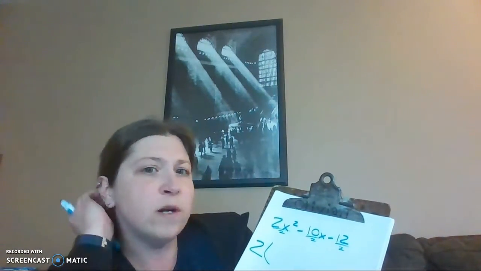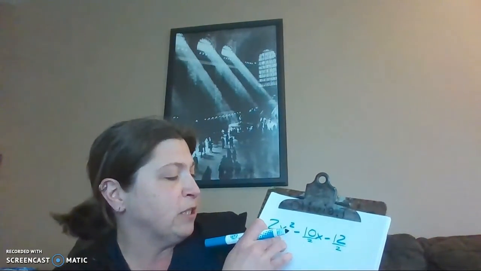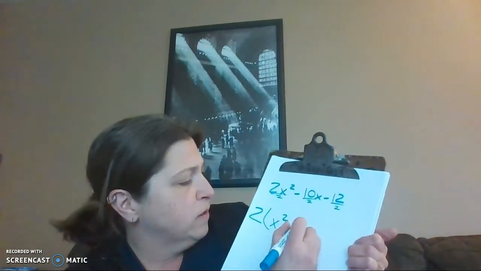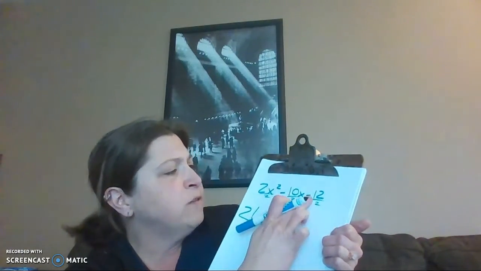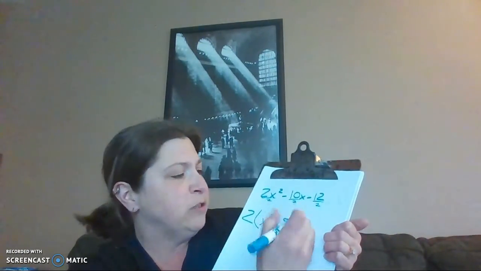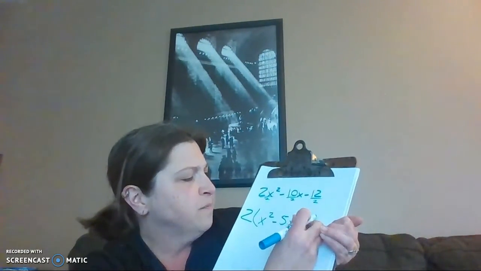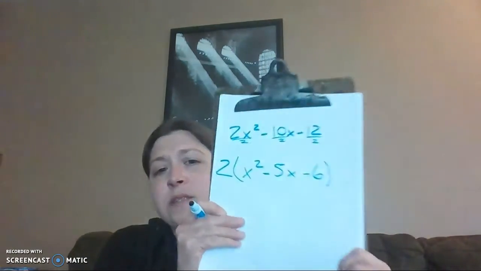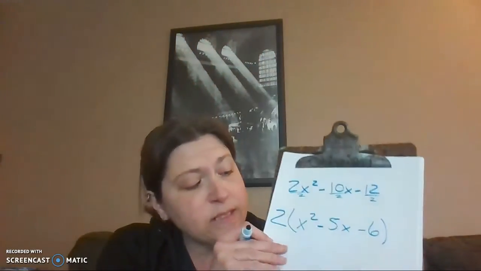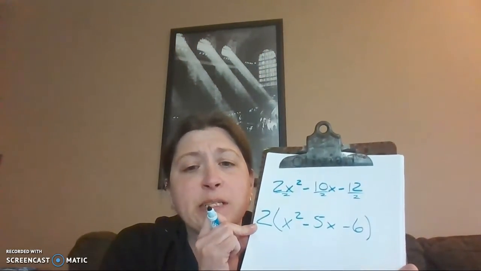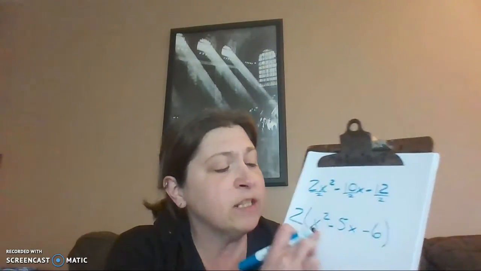Now you're going to write, what do you get when you divide all these terms by 2? Well, 2 divided by 2 is just 1, so I can just put x squared. Negative 10 divided by 2 is a negative 5. Keep your x. And then negative 12 divided by 2 is a negative 6. All right, so this is what we got. Remember, we're not done. All I did was factor out the greatest common factor. Now I can do more to this, and I can factor this. So let's do it.